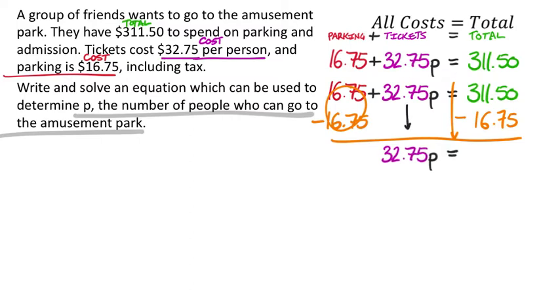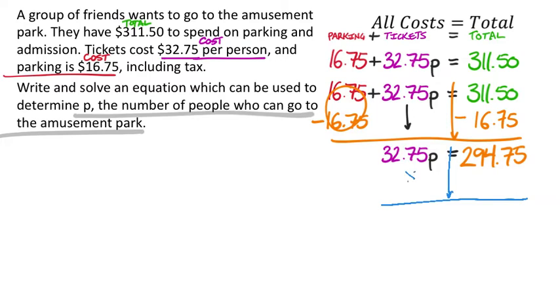And this would equal, I'm just going to go to my calculator, 311.50 minus 16.75. Enter. And again, this means in terms of number of people that can go or tickets we can purchase, $294.75. Well, we don't want this variable here. We don't want the coefficient to be 32.75. We'd like to know exactly how many people can go.